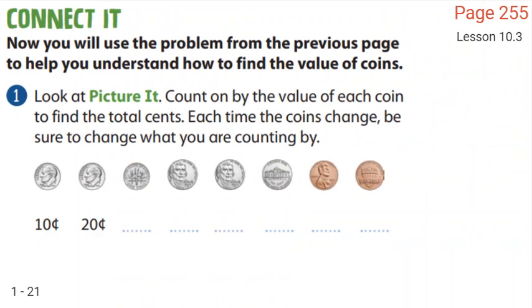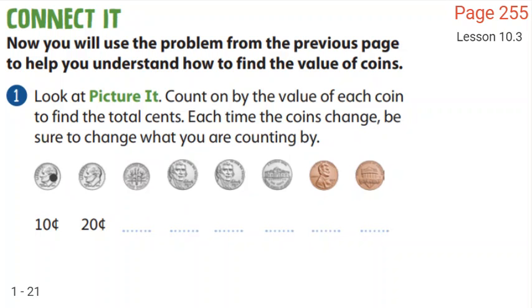Okay, let's go on to page 255. We're going to connect it. Now you use the problem from the previous page to help you understand how to find the value of coins, right? So let's look at, picture it. It says here, count on by the value of each coin to find the total cents. Each time the coins change, be sure to change what you are counting by.